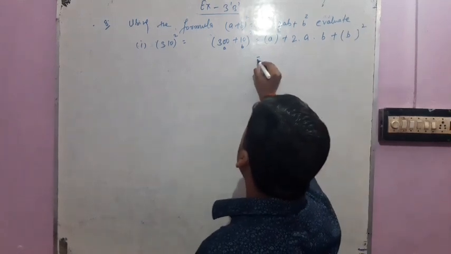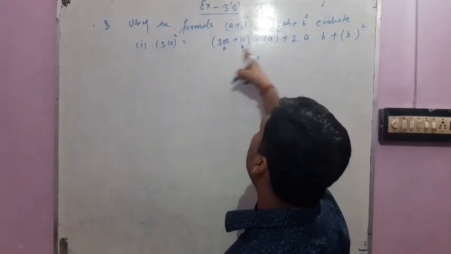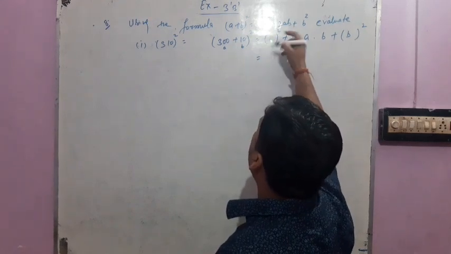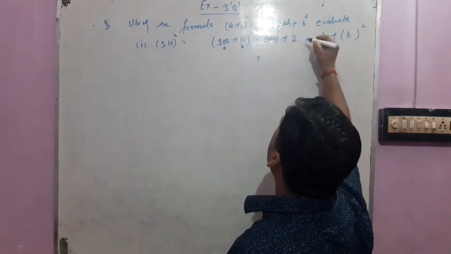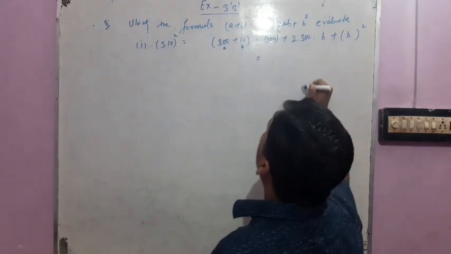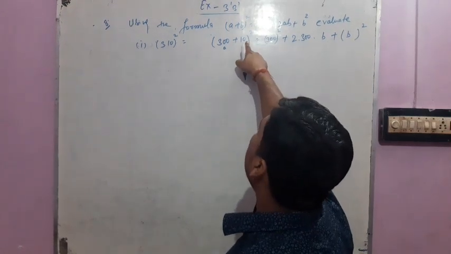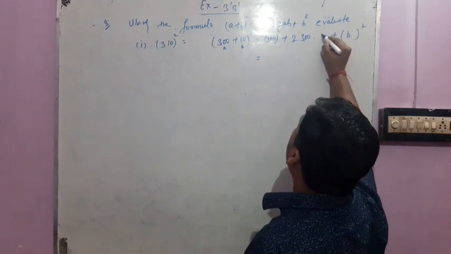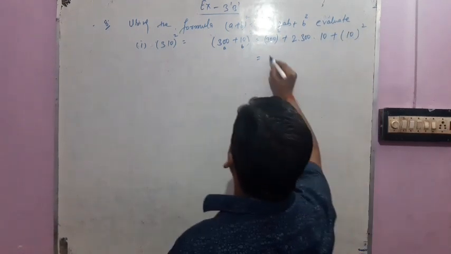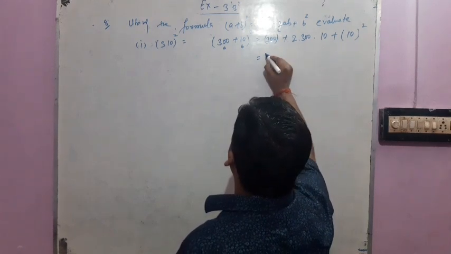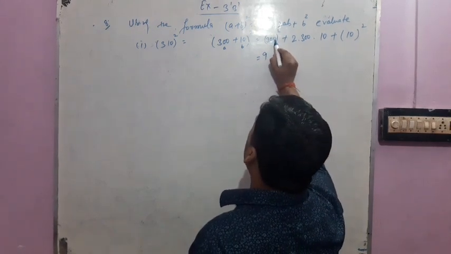Okay student? So what we have considered student? A is 300. So on the place of a, what we will write here? 300. Again here it is a, so we have to write here 300. And what we have considered student as b? 10. So on the place of b, what we have to write here? 10. Again here 10. Okay student, the square of 300 is 9 and the square of 2 zeros are 4 zeros.